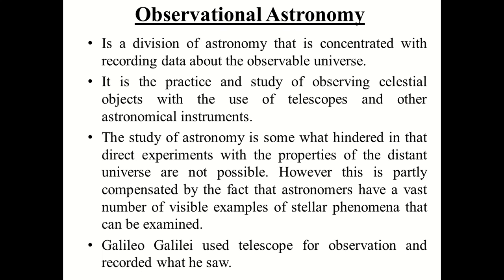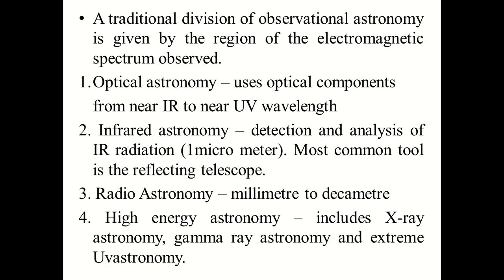A traditional division of observational astronomy is given by the region of the electromagnetic spectrum observed. You may have heard about the electromagnetic spectrum. So, depending on the observation in the electromagnetic spectrum, we can have different divisions of observational astronomy. First one is the optical astronomy.